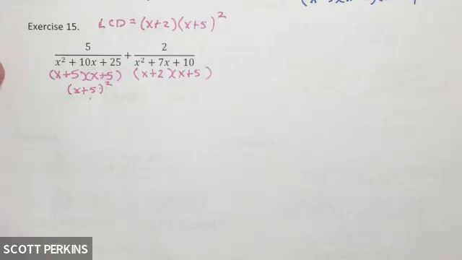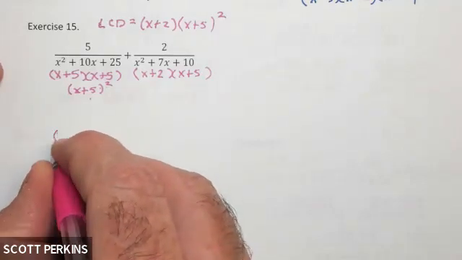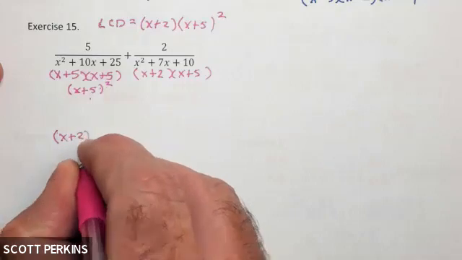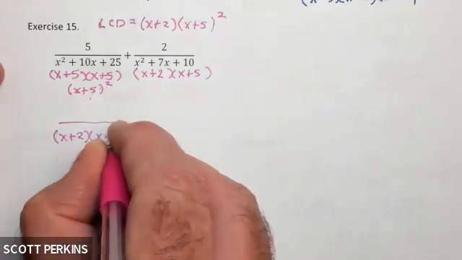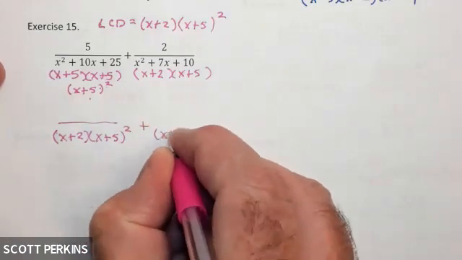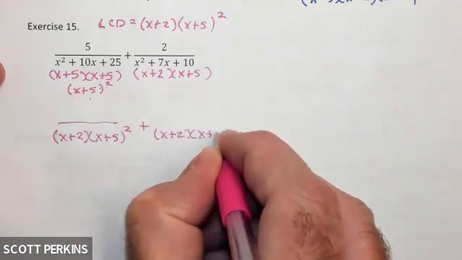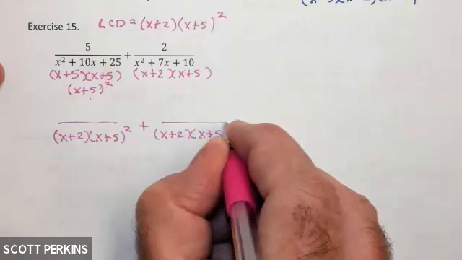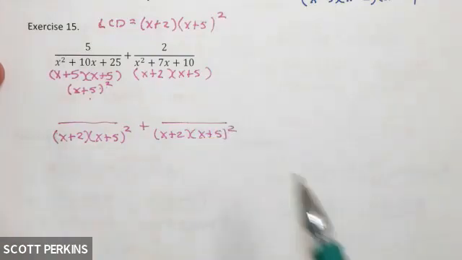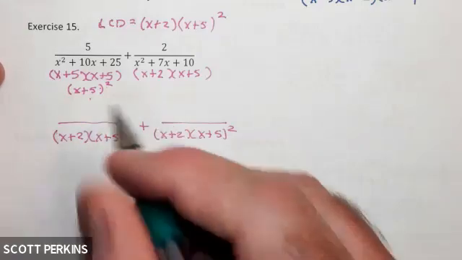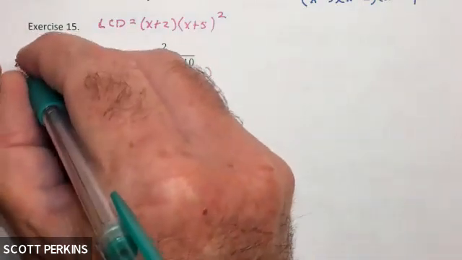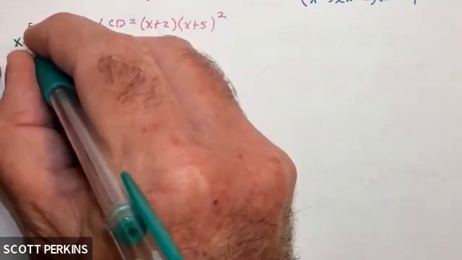The process now is the same as it was before. I'm going to take this least common denominator. I'm going to write it one time for each fraction that I am adding here in this particular problem. The first fraction has the two x plus 5s. It's missing an x plus 2, so I will multiply by an x plus 2 on this one right here.